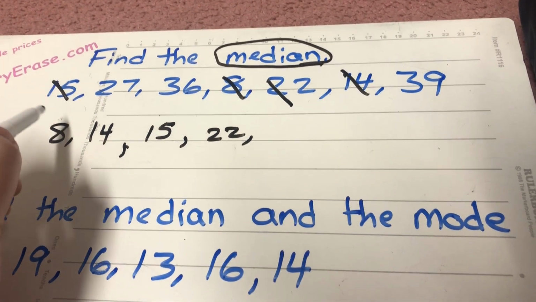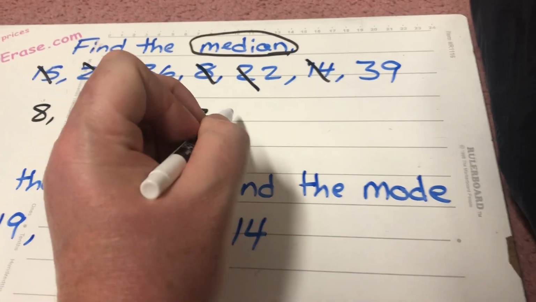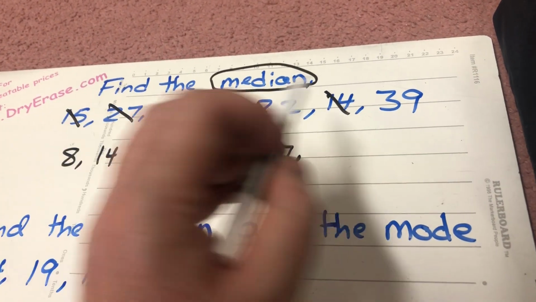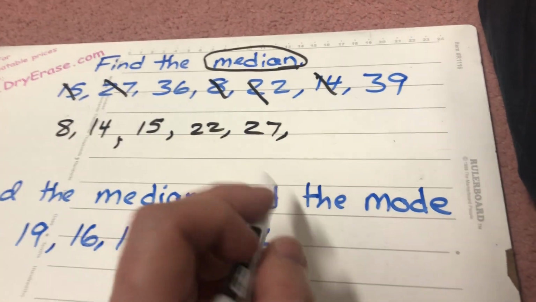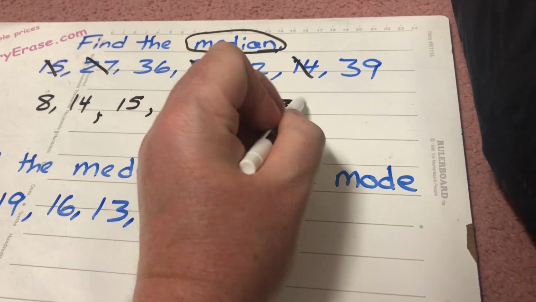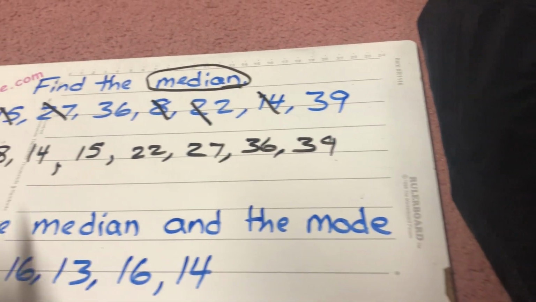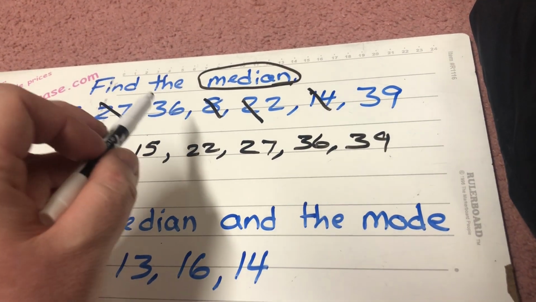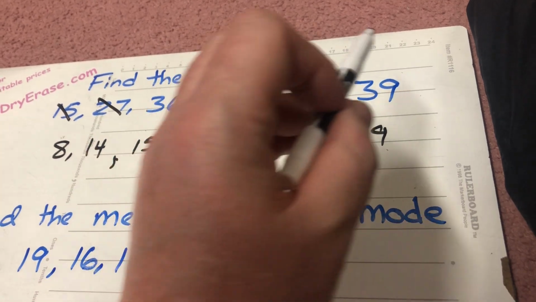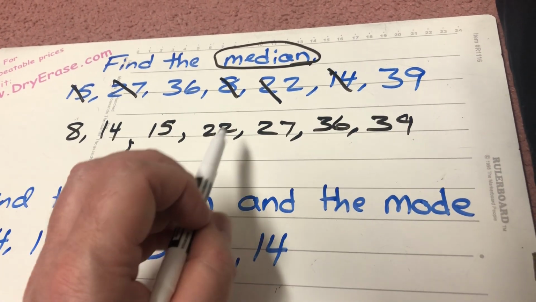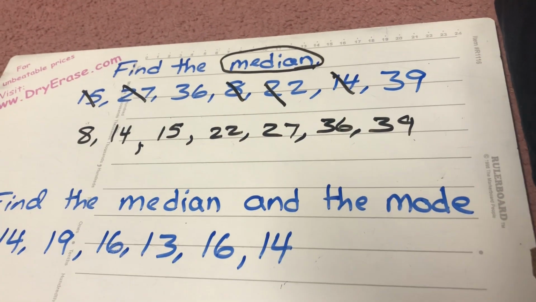Looks like that's going to be followed by 27. So I'm going to put 27 in there. And then it looks like I've got 36 and 39. So I'm just going to go ahead and add in 36 and 39. And I always like to make sure: 1, 2, 3, 4, 5, 6, 7 numbers in the set. On my new list, 1, 2, 3, 4, 5, 6, 7. So I have them all.